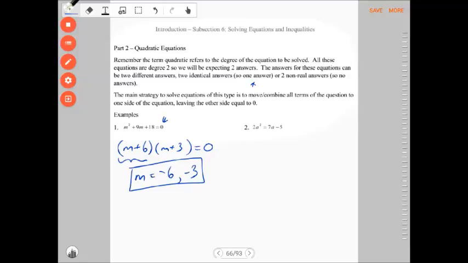All right, number 2 is a little bit different in that we don't have one side equals 0 yet, so we just move stuff over. Remember, when you move stuff over, you always want the squared term to be positive. Because it's already positive, we're just going to move everything over this way. So 2a squared minus 7a plus 5 equals 0.